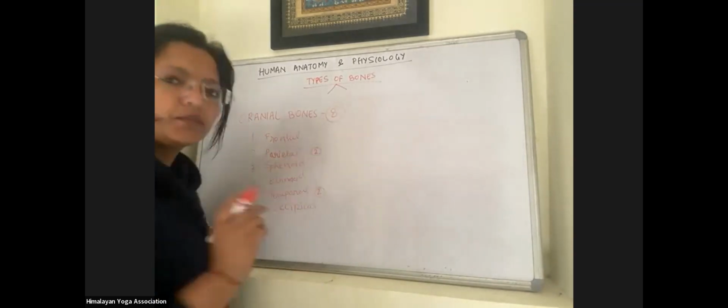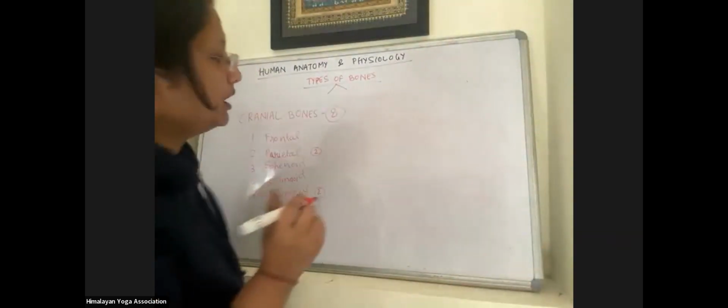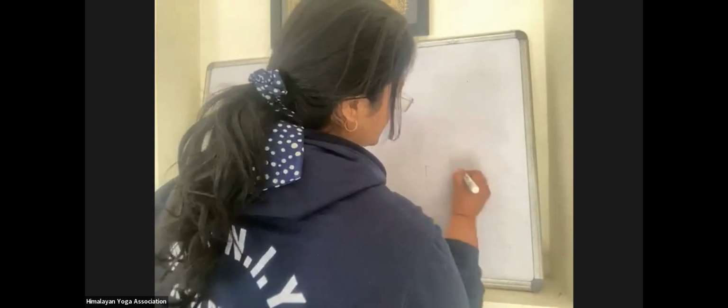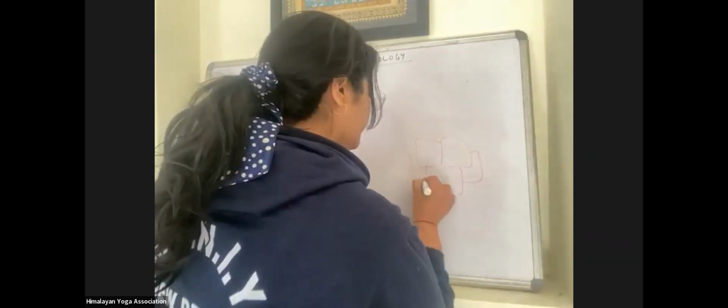We have 8. Okay, so frontal is this. This is frontal. You touch it and you feel this is 1 bone, and then you feel something here. You feel different, because this bone has ended. Now this bone is parietal, and this is temporal, and here at the back is occipital. Okay, so suppose this is frontal, this is parietal, and here we have temporal.